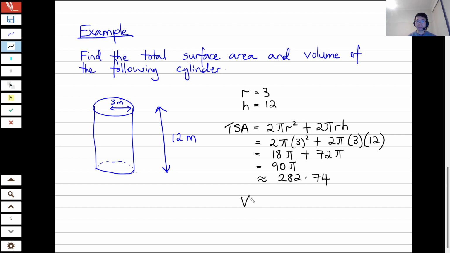Now for the volume. The volume was given by pi r squared times h. And again, we substitute the numbers in. So 3 squared times 12. 3 squared is 9. 9 times 12 is 108. So we'll write meters squared for the surface area, and then meters cubed for the volume.